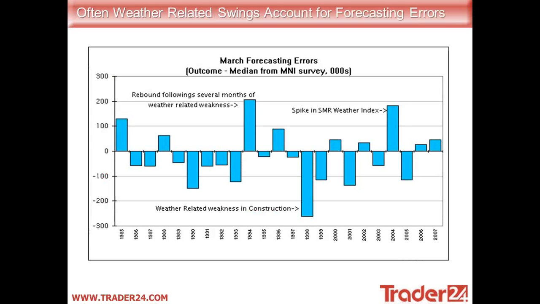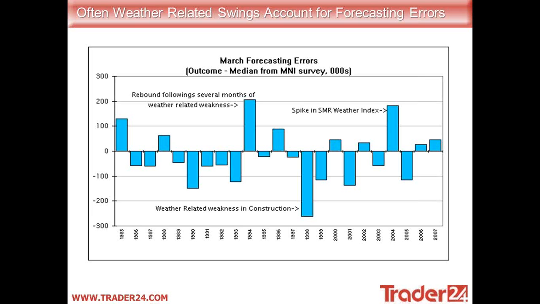Here I have a little graph. I thought it would be interesting to show you guys. I'm not going to spend too much time on it, but you can see how often weather-related swings account for forecasting errors. So basically, how difficult it is to predict accurately the outcome of the non-farms when you take weather into account. So you can see the different forecasts here, negatives and positives based on the conditions.